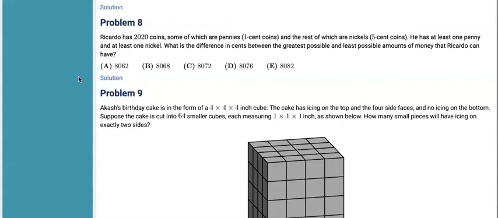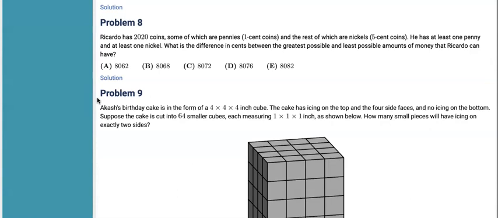Okay, coolio. Problem 8. Ricardo has 20 coins, some are winner pennies, and the rest are winner nickel. He has at least 1 penny and at least 1 nickel. What is the difference between greatest possible and least possible amount of money? Okay, well, that's pretty simple. If I'm greedy, I just ask for 1 penny and the rest of all my things are nickels. If I'm weird, I have 2019 pennies and 1 nickel.